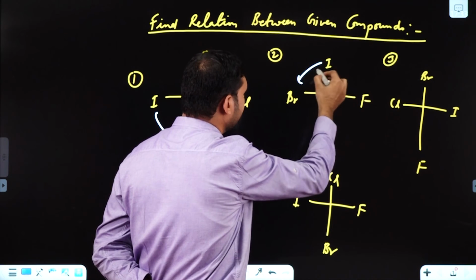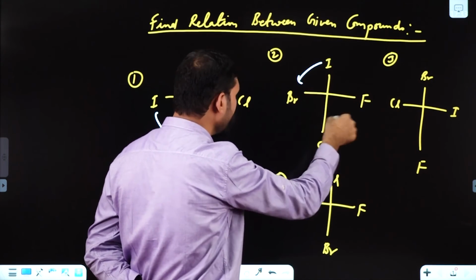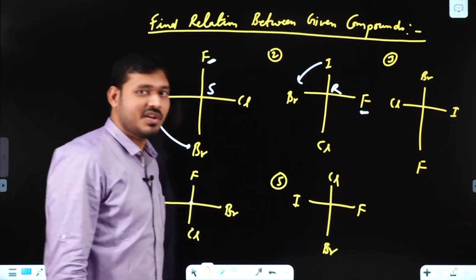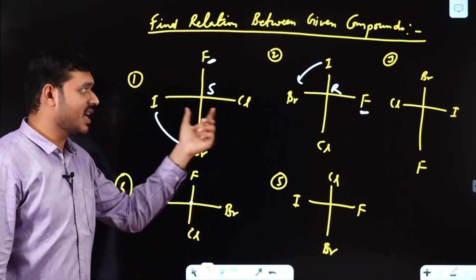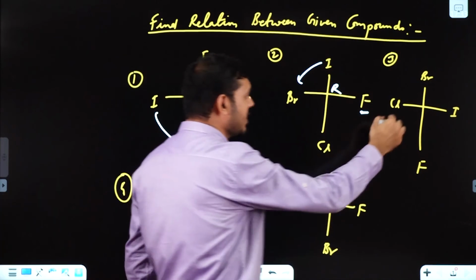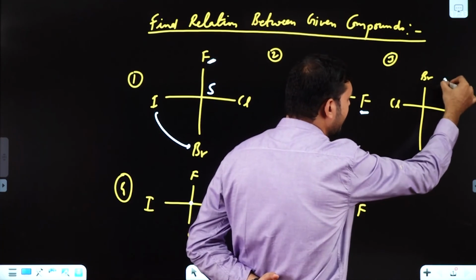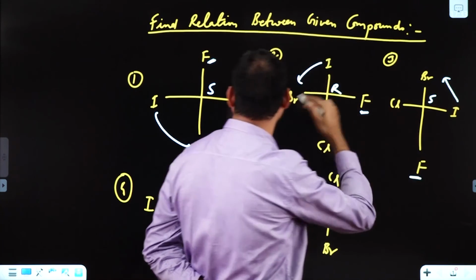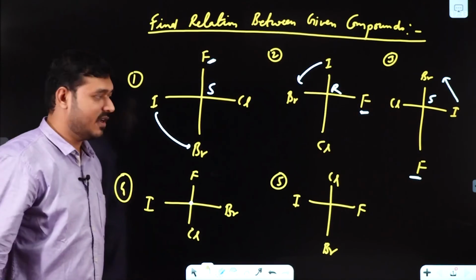Iodine towards bromine. So it is anti-clockwise. But fluorine is here, so reverse. It is R. Now you can simply see first and second are enantiomers of each other. Now check the third one. Iodine to bromine. It is anti-clockwise and fluorine is here only. So it is S. So you can see first and third are identical.